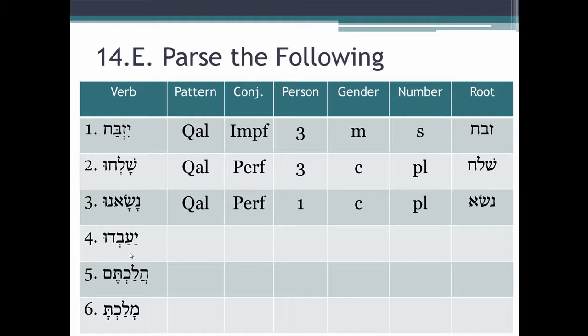Does it have a prefix? Yes, it does. It's from avad. And so we have yod out front with a long U vowel as the suffix. That's cal imperfect, third masculine plural.